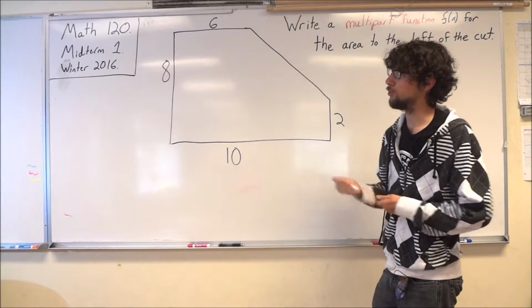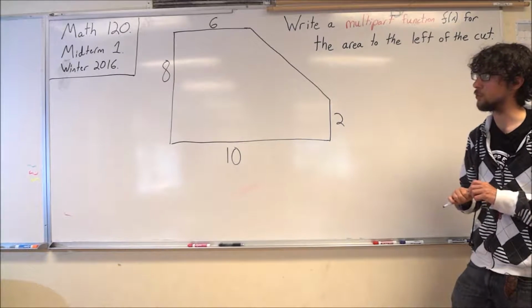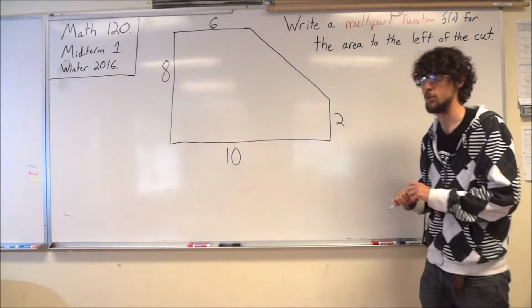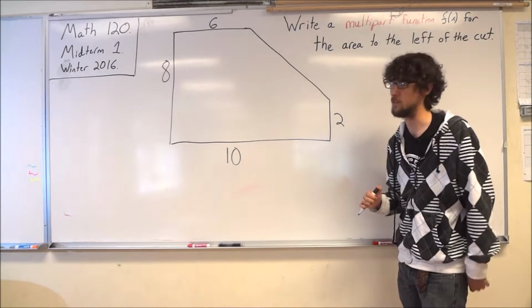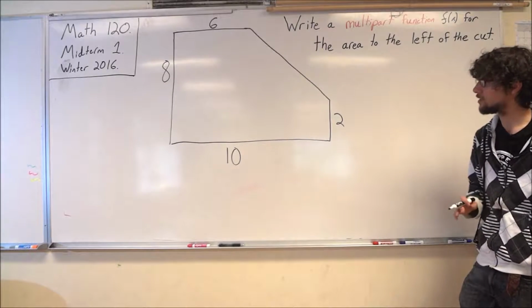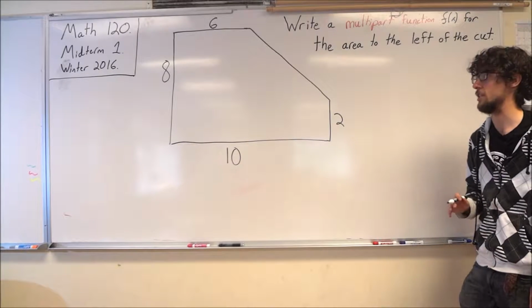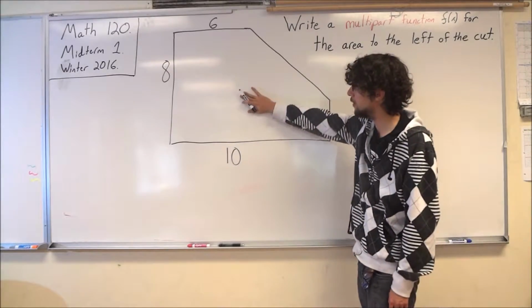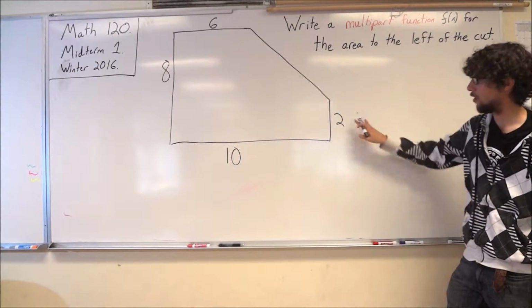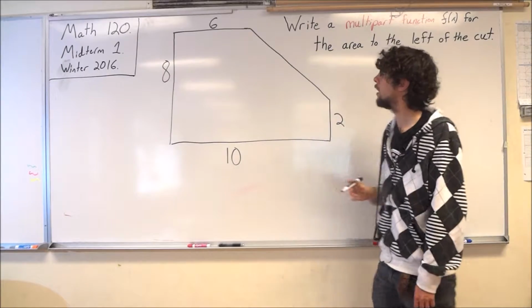This is problem 2 from the first midterm from the winter 2016 UW Math 120 pre-calculus course. This is a classic Collingwood question. We have a cake which is shaped as shown. All of these units are in inches.